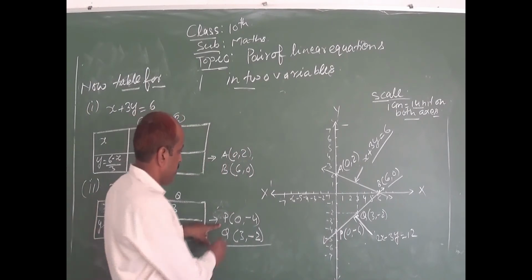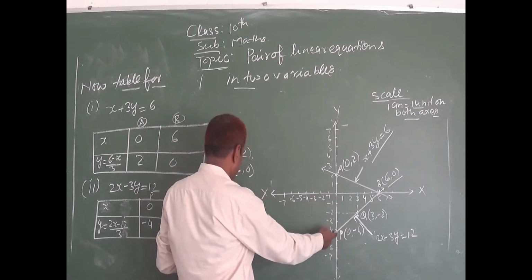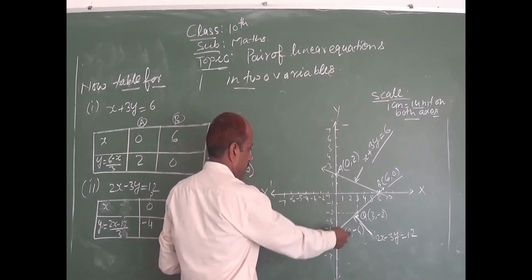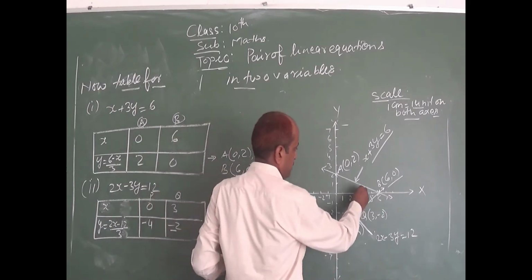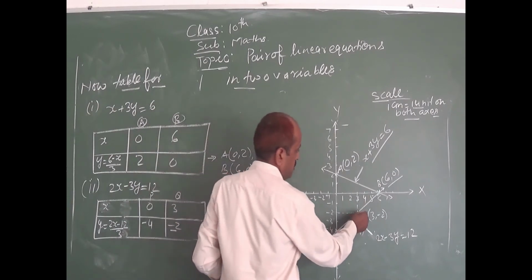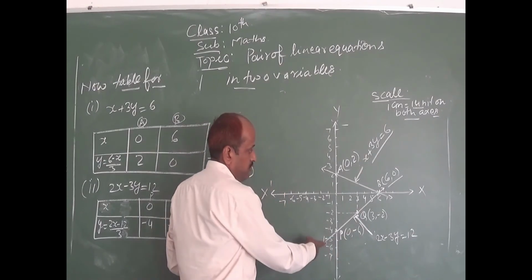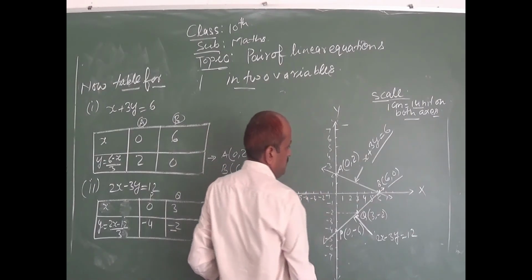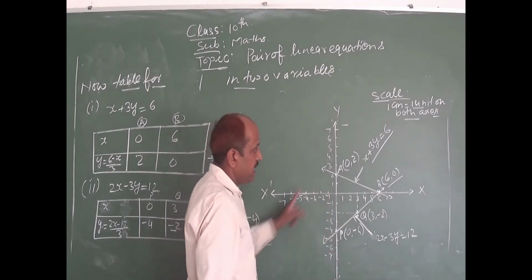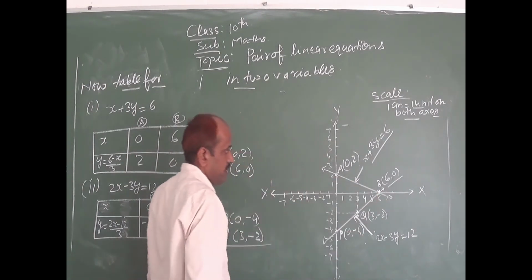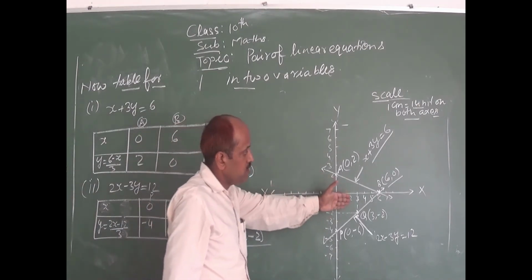And again we are going to locate this point P. P is 0 and minus 4, so x is equal to 0 and y is equal to minus 4. And Q is x is equal to 3 and y is equal to minus 2. Again we draw a line passing through P and Q, which intersects the other line at the point B. Since they are intersecting, we can say they are consistent, and they have a unique solution.